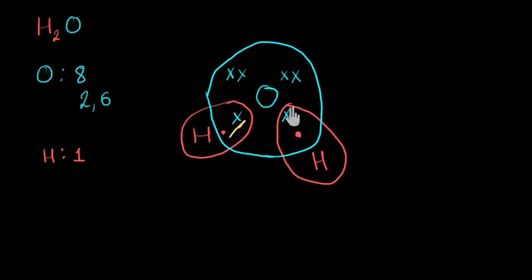Similarly over here, one pair is being shared, so we can replace this with a single dash. So a simpler structure could be something like this. We have oxygen, we have two hydrogens, and we have a pair of electrons shared between them, meaning one single covalent bond. So one single dash. Similarly, one single dash over here.